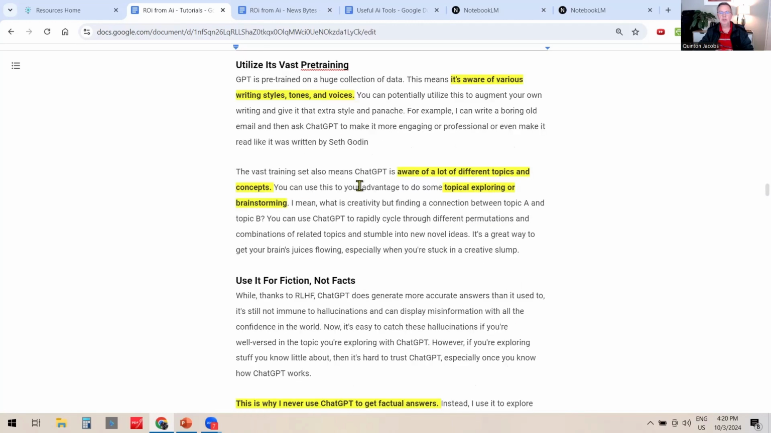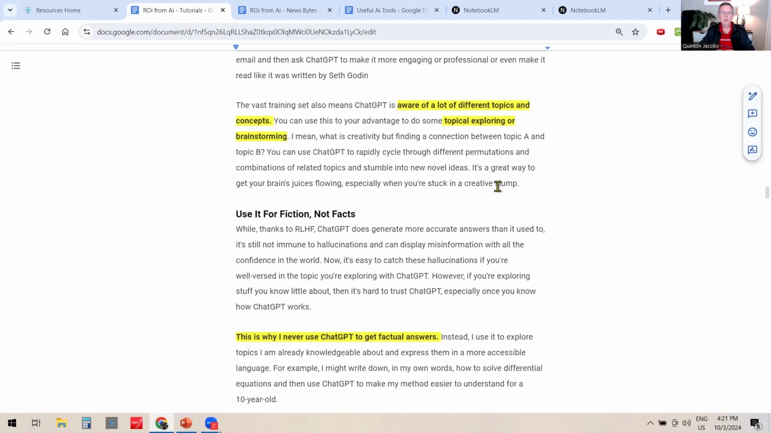So the vast training set also means that ChatGPT is aware of a lot of different topics and concepts. And I think everybody knows that ChatGPT can talk about any topic, basically. We've been bragging about that over the last few weeks, saying it's like a PhD in your pocket with your phone. You can use it by exploring different topics and brainstorming, and just generally having a conversation with a very smart person.